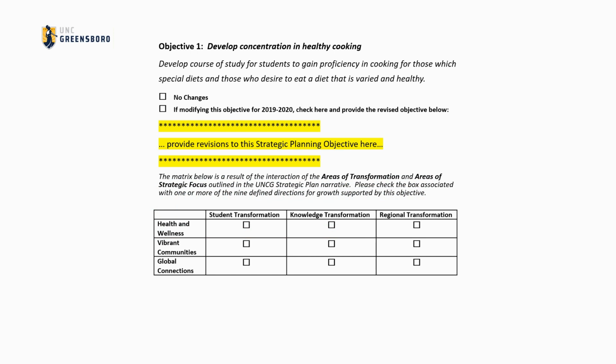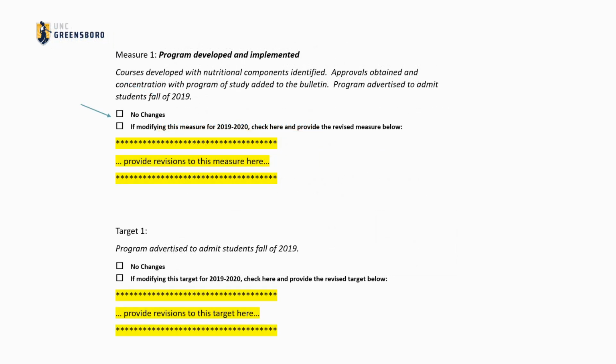The next section is the Strategic Objectives section. In this section, the strategic objectives for the program are listed. Each objective is followed by an associated measure and target used to illustrate the program's results in achieving the objective. This section is very similar to the Student Learning Outcomes section previously discussed. As in previous sections, the user has the option to provide revisions to the objective, the measure, and the target by clicking the checkbox next to the words "If modifying this," and then entering the revision in the corresponding editable area. If no revisions are needed, simply check the box next to No Changes.